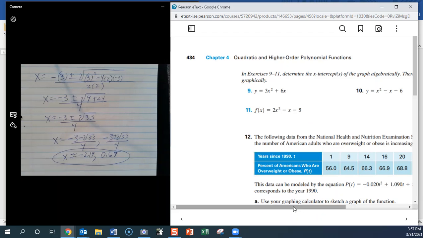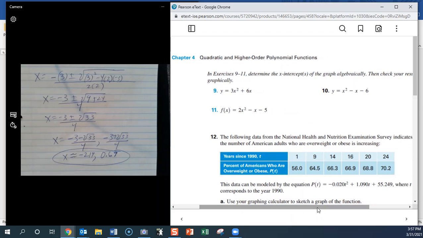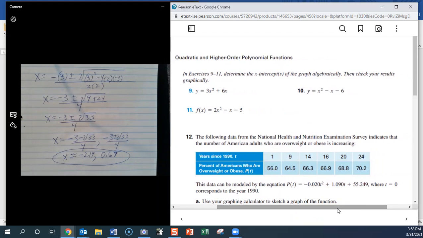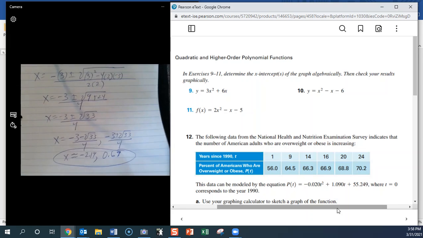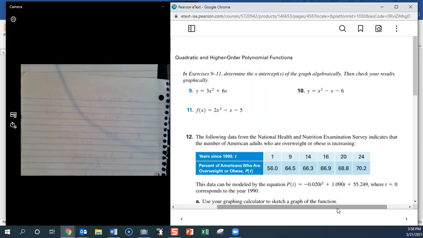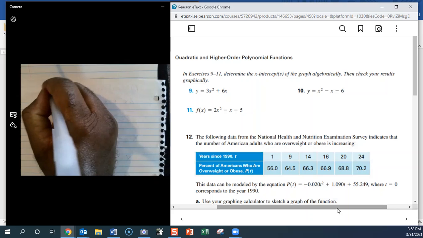Then we would do problems 9 and 11, and then we would be done with this section. Now, number 9, it says in exercises 9 through 11, determine the x-intercepts of the graph algebraically. Then check your results graphically. Okay, so this is supposed to be some type of review from what we've already covered. So let's take a look at number 9.